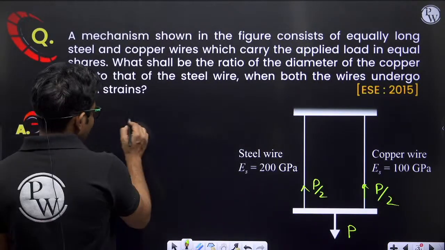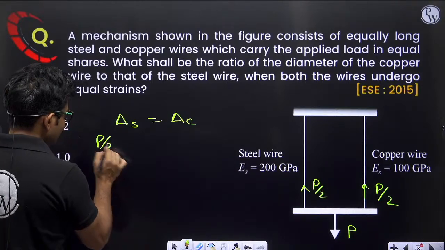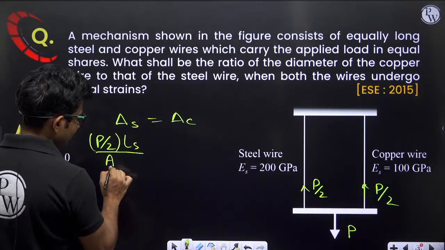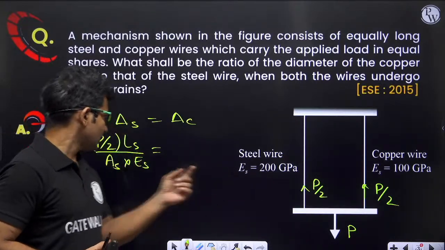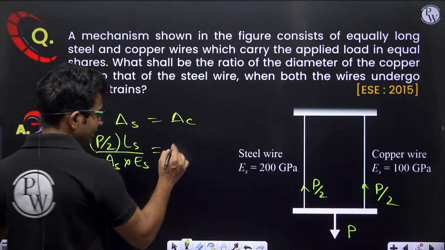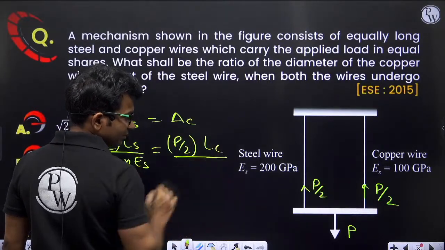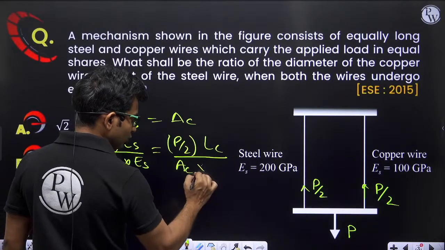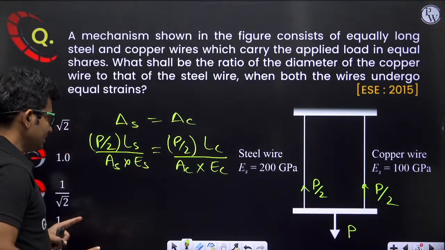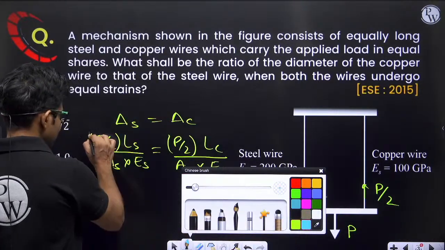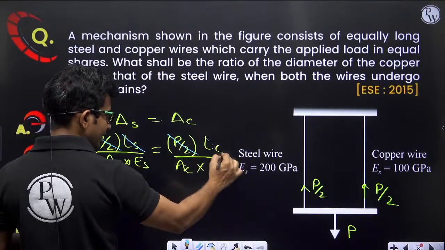Now deflection in steel wire will be equal to deflection in copper wire. The formula of deflection is PL upon AE. So P by 2, length of steel wire LS, area of steel wire AS, Young's modulus of steel wire ES. In the copper wire also the deflection will be the same: P by 2 will be the force, LC the length of the copper wire, AC the area of copper wire, EC Young's modulus of copper wire. Area is different because diameter is different. Force P by 2 will be cancelled from both sides. Length of both the wires is the same, so LS and LC will be cancelled out.